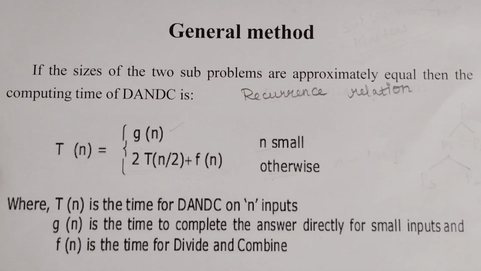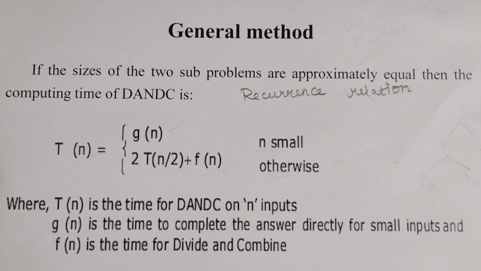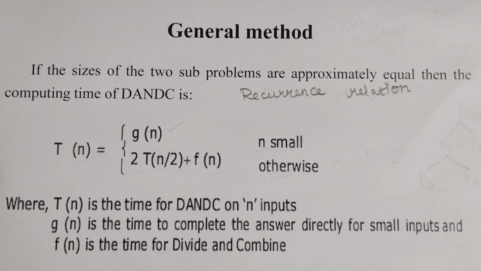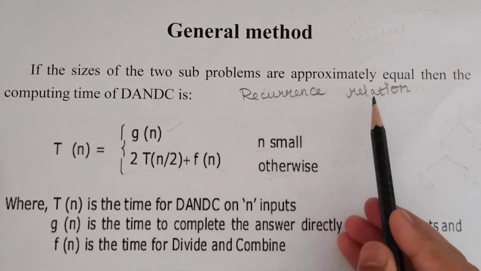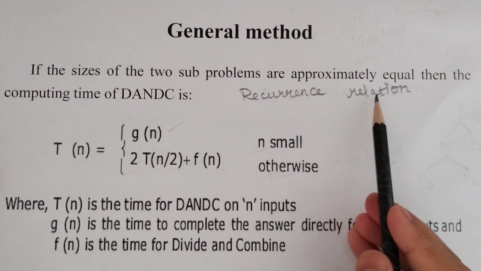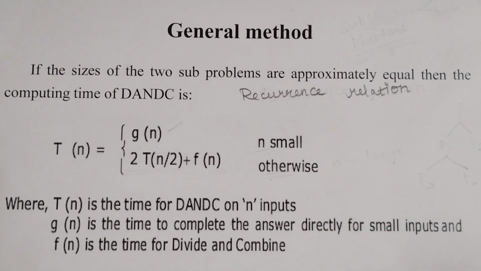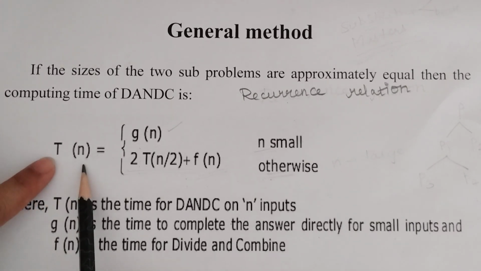Now let's see how to find the time complexity for the general algorithm, that is divide and conquer. Coming to time complexity, when you want to find the time complexity, you need to go for a recurrence relation. So how to find the recurrence relation of an algorithm? Recurrence relation indicates how much time is taken to execute the statements of your algorithm. So this is the recurrence relation for the divide and conquer algorithm.